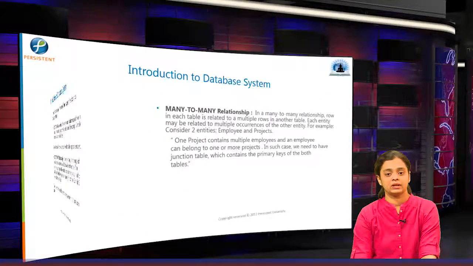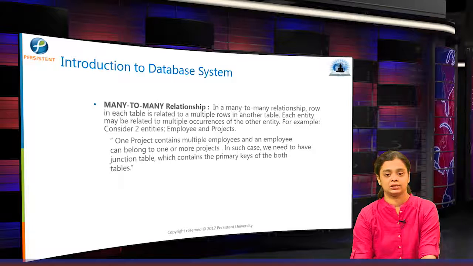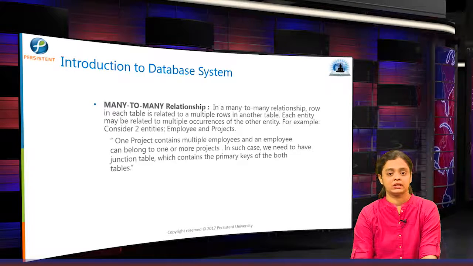Now next type of relationship is a many-to-many relationship. In case of many-to-many relationship, each row in a table is related to multiple rows in another table and vice versa. For example, consider two entities, employee and project. One project can contain multiple employees and one employee can work on multiple projects at the same time. In case of many-to-many relationship, we need to create a third table, which is a junction table, which will contain the primary keys of both the tables, like that is employee ID and project ID.